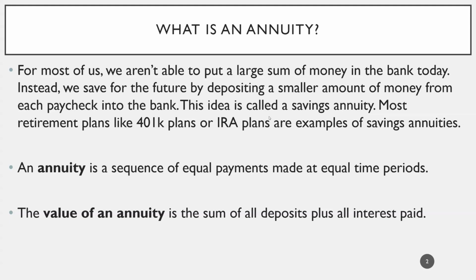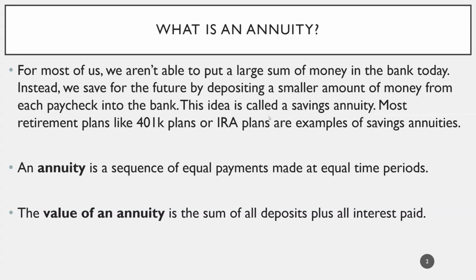So the formal definition here is an annuity is just a sequence of equal payments made at equal time periods. So basically what this is saying is something like, I'm going to deposit $100 a month for the next 30 years, and I'm going to get whatever interest rate on that. And that's what I mean by the sequence of equal payments, equal time. So it's $100 every month.